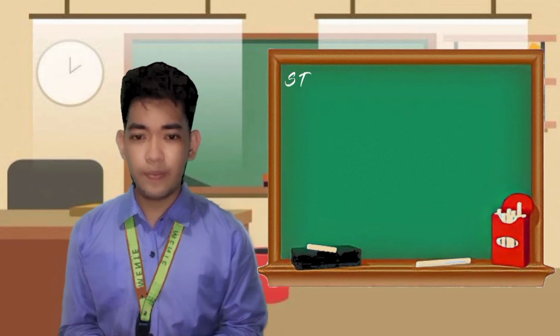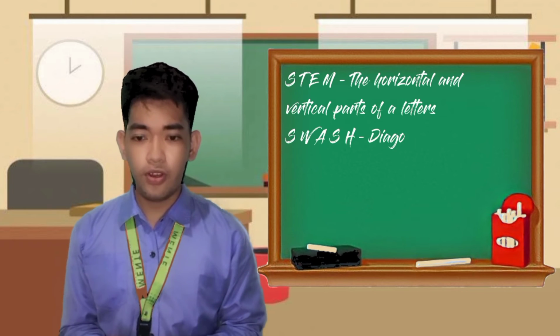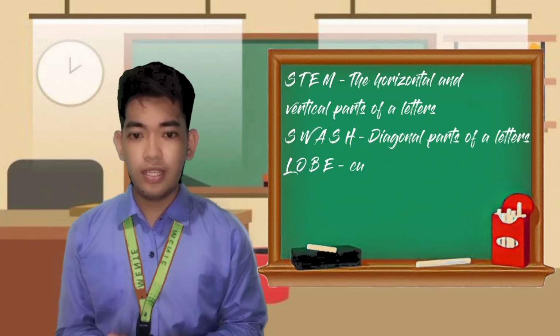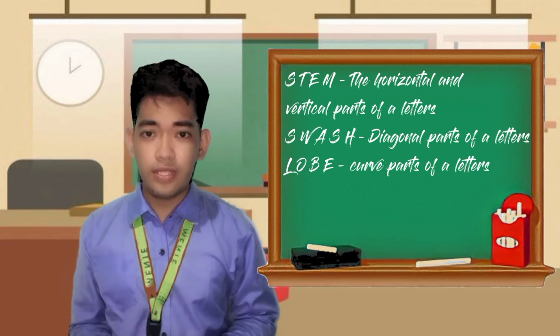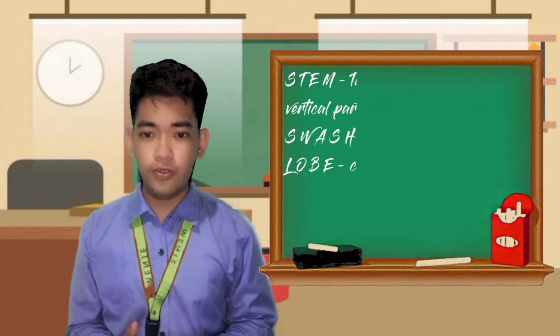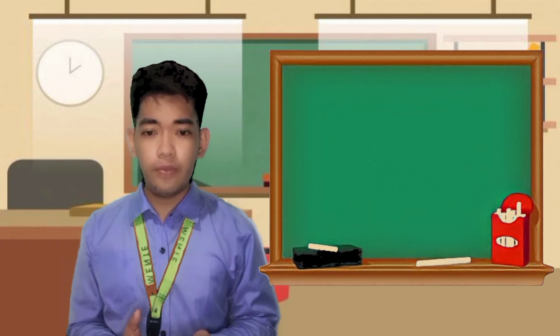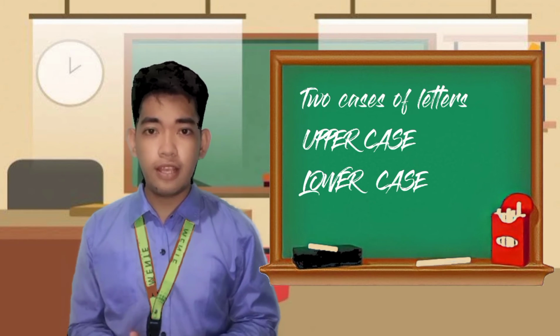When we say stem, it is the horizontal and vertical parts of a letter. When we say swash, it is the diagonal parts of a letter. When we say lobe, it is the curved parts of a letter. We are all familiar with the 2 cases of letter, the uppercase and the lowercase.